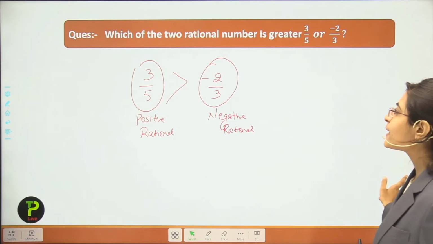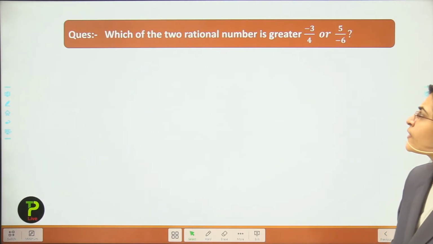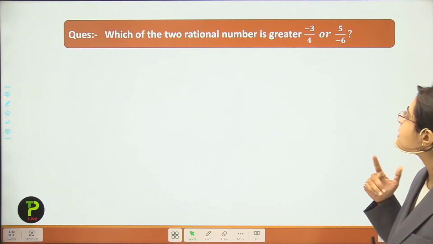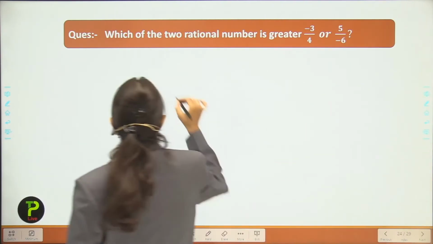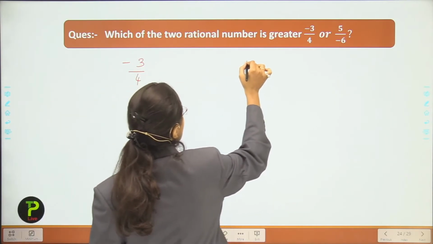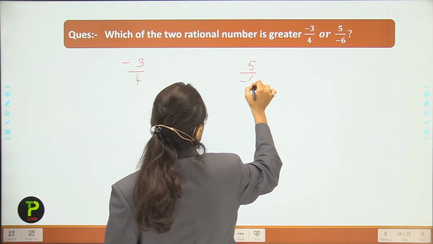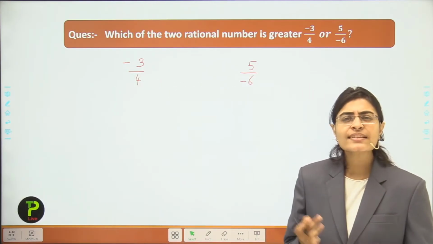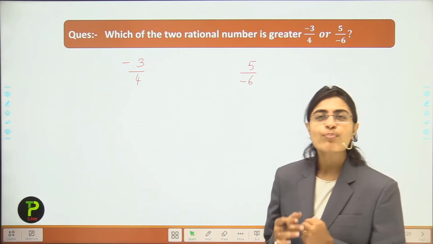Let's move to the next question. Which of the two rational numbers is greater? The first is minus 3 by 4 and the second is 5 by minus 6. So what is our first step? Yes, to make the denominator positive.